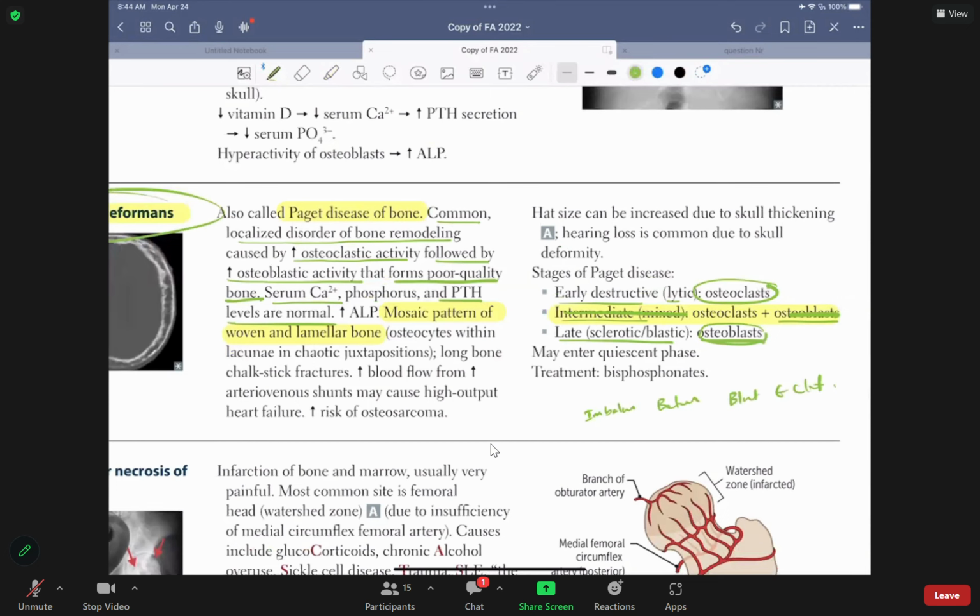These people have long bone chalkstick fractures, and increased blood flow from AV shunt. We talked about AV fistula. Whenever you have an AV fistula, what happens to preload?